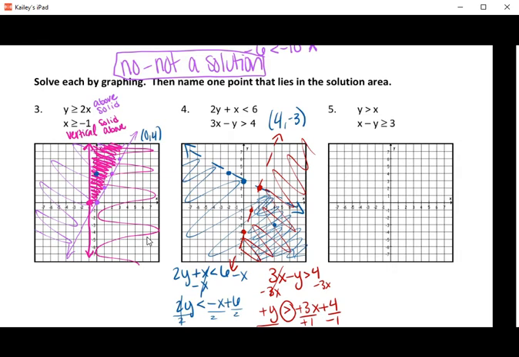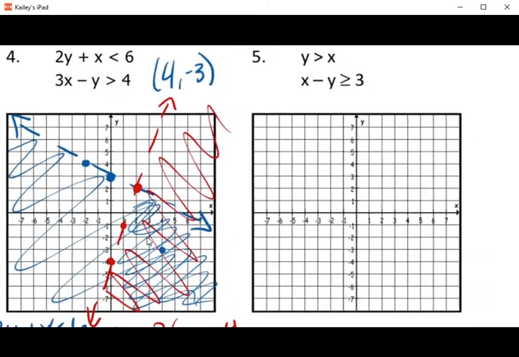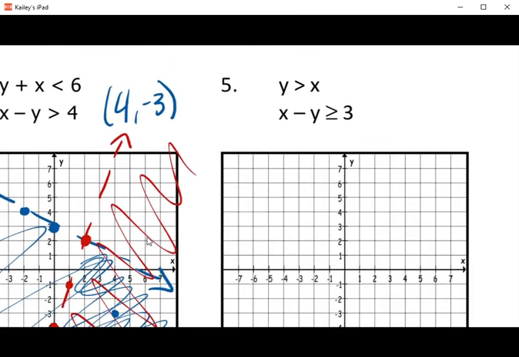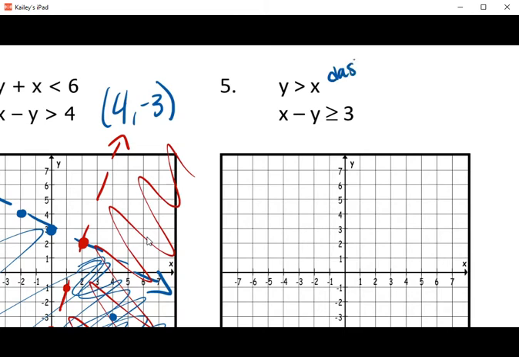Amazing, I know. Okay, let's do number 5. So we've got our first inequality, which is already solved for y. Let's graph it. It's going to have a dashed line again. This one, since it's greater than, will be shaded above.